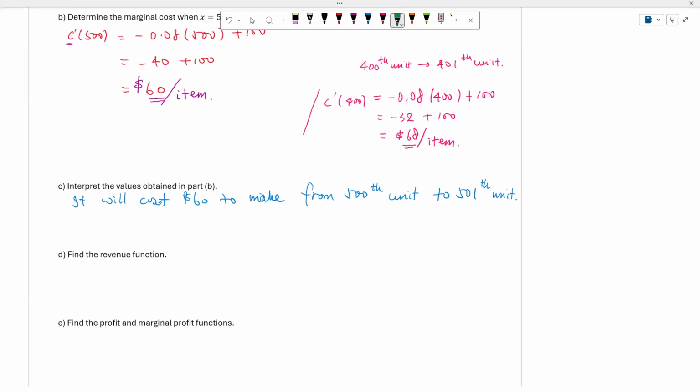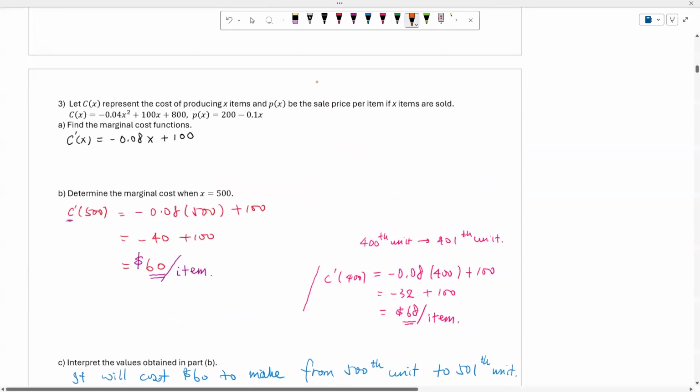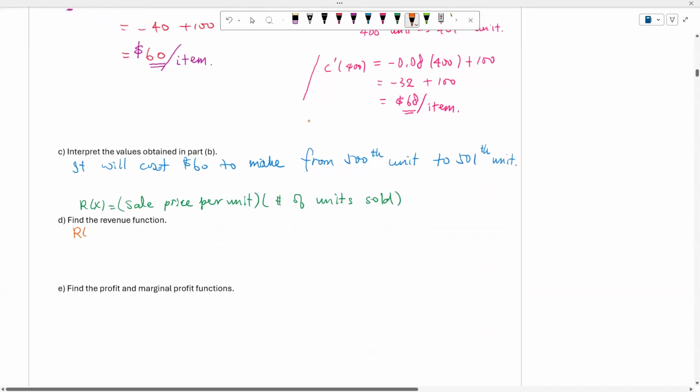Now, if I want to find the revenue, remember, revenue R of x is equal to the sale price per unit multiplied by the number of units. So for this problem, the sale price is this one, so my revenue is equal to 200 minus 0.1x, and then the number of units sold will be x, right? So it will be 200x minus 0.1x squared.